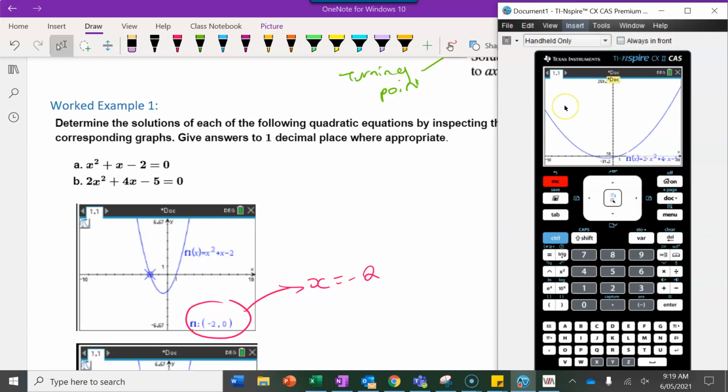Okay, so now I've got my graph. I've got all the important points. I've graphed it. I can see two x-intercepts, one in the negative, one in the positive. It doesn't always work out like that. It's just happening with these graphs. And I'm going to repeat the process.